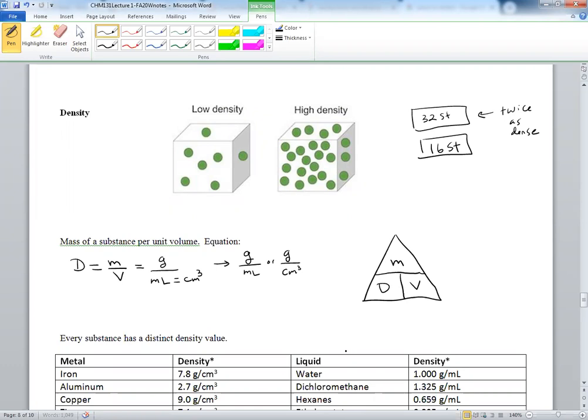So if you want to calculate, let's say, density, then just cover the density and you say it's mass over volume. If you want to solve for volume, it's going to be mass over density. If you want to solve for mass, then it would be density times the volume because, again, they are not in a fraction anymore. So that's what you need to use.